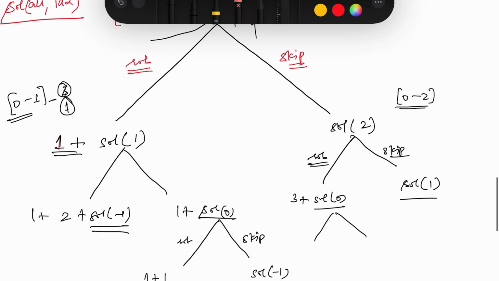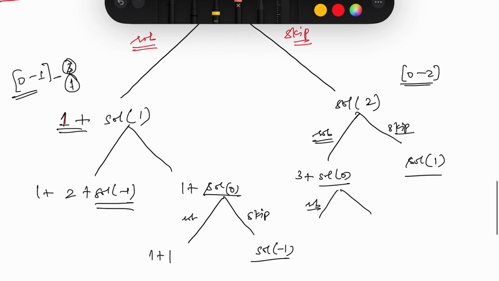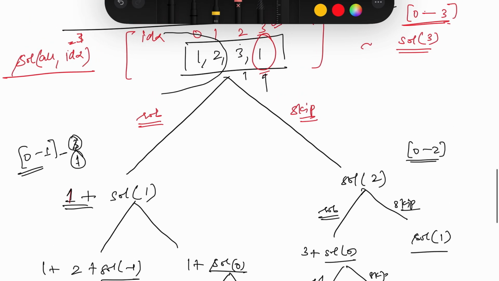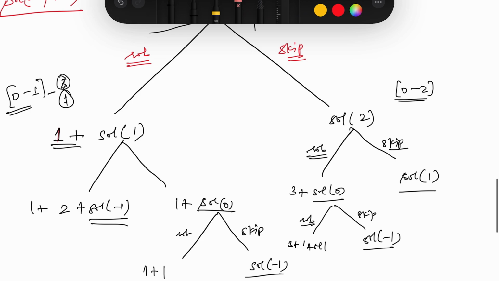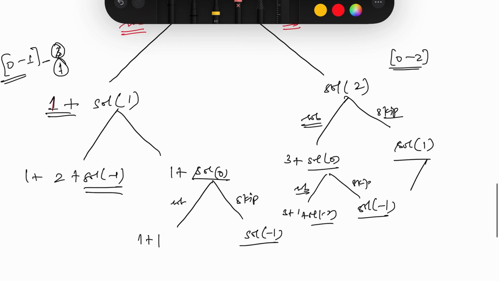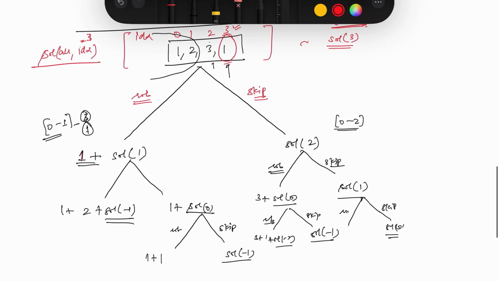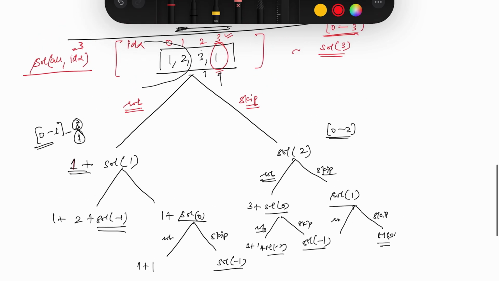Here also we have two possibilities. Either we rob the 0th house or we skip it. If we skip it, it is equal to solution of minus 1. If we rob it, it is equal to the amount of money at the 0th house, which is 1, plus solution of minus 2. We can rob the house at index 1 and we can skip it. If we skip it, it is equal to solution of 0. In this way we can approach our recursion.